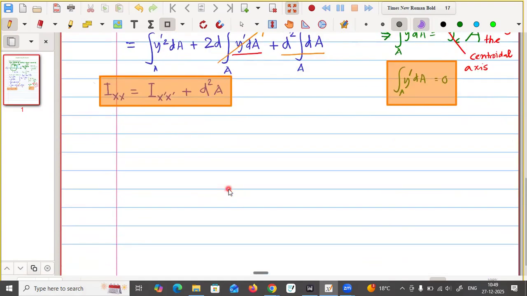Now we have the perpendicular axis theorem. Let me briefly discuss that perpendicular axis theorem. Then I will show you how to calculate it.